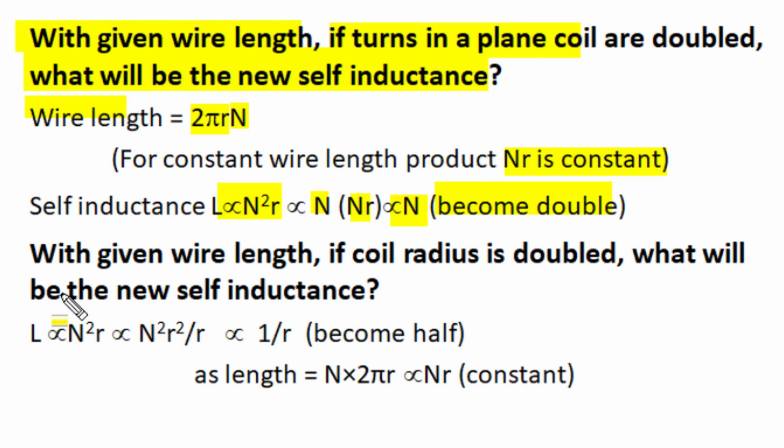Another question: with given wire length, if coil radius is doubled, what will be the new self-inductance? So again, for constant wire length, product n r is constant and coefficient of self-inductance is proportional to n square r, and we can write it n square r square over r, and n r product is constant, so this n square r square is also constant. So coefficient of self-inductance is inversely proportional to radius of coil, and when radius gets doubled, coefficient of self-inductance becomes half.